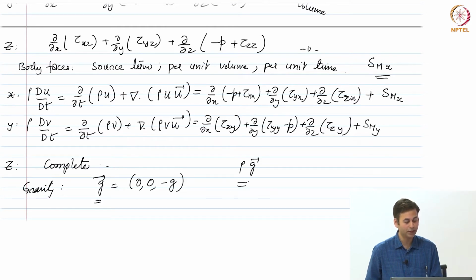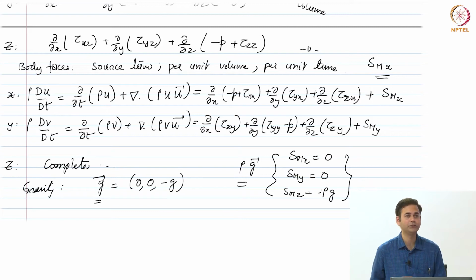So, in this context you would write your source term in the x direction as 0, the source term in the y direction as 0, and the source term in the z direction as rho g with a minus, right. That is your body force if it is arising out of a gravitational force, okay. If it is something else, then you have to write these source terms on a per unit volume, per unit time basis, okay. Okay, so essentially this completes the derivation for the momentum equation, okay.